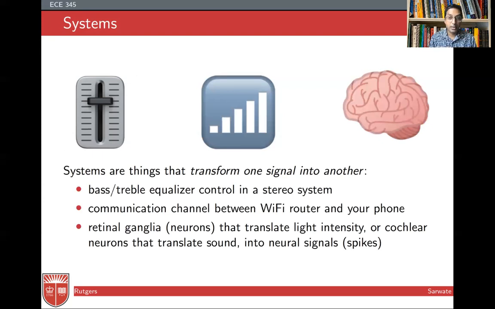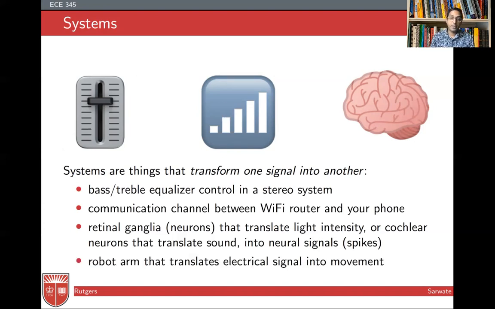Going a little bit more abstractly, we can think about the human body, and the retina in your eye is translating light intensity into a neural signal that is a sequence of spikes going down your optic nerve. And so we can examine what the eye is doing to process the light signal that's coming in and turn it into an electrical signal of these neural spikes coming out.